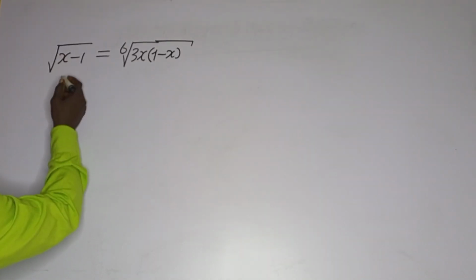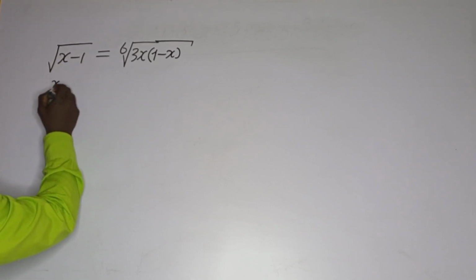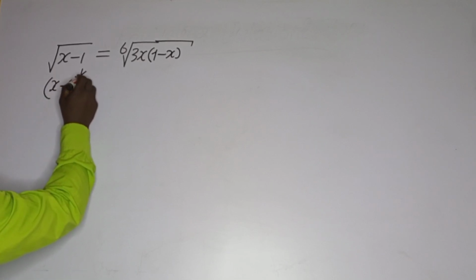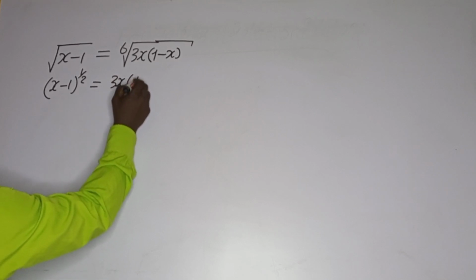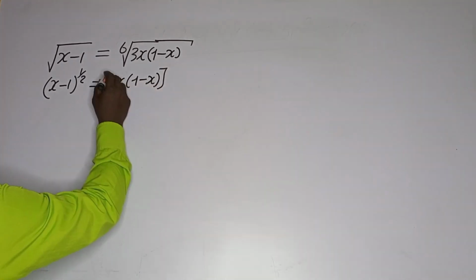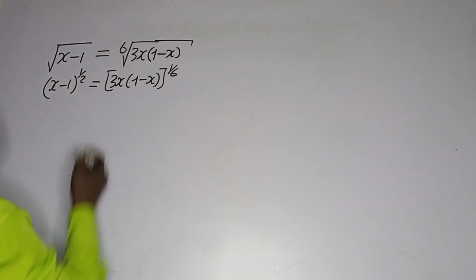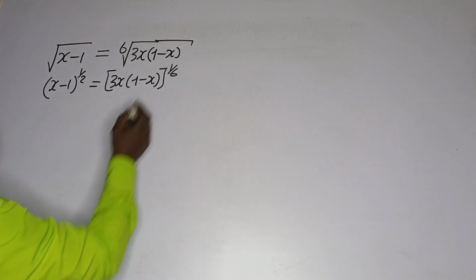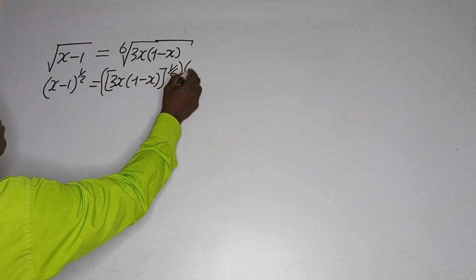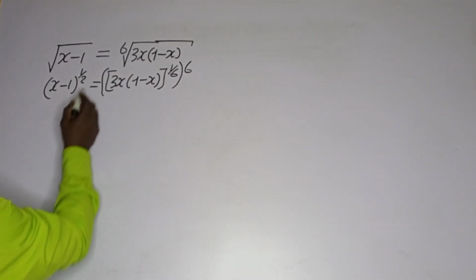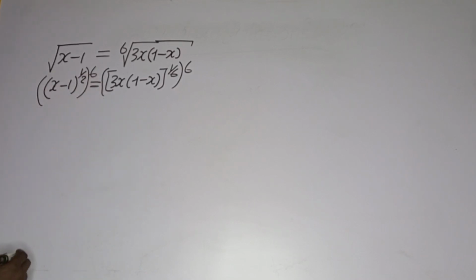Okay, so let's first of all write this in index form to see clearly. Square root of x minus 1 means x minus 1 raised to the power half. The sixth root of this expression means 3x into 1 minus x, all of that raised to the power 1/6. So to remove the sixth root, all we have to do is to do away with the power 1/6. The only way to go about that is to raise this side to the power 6. And since we have to respect equality, we should also raise this side to the power 6.